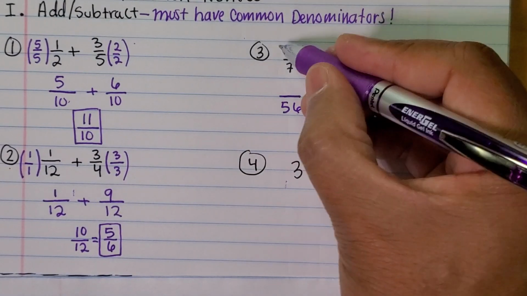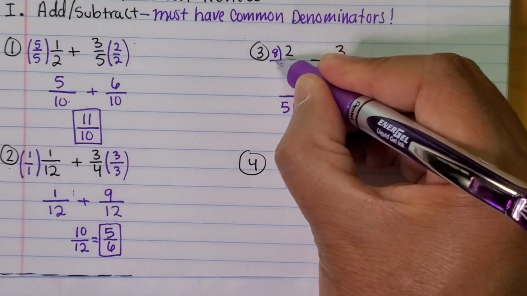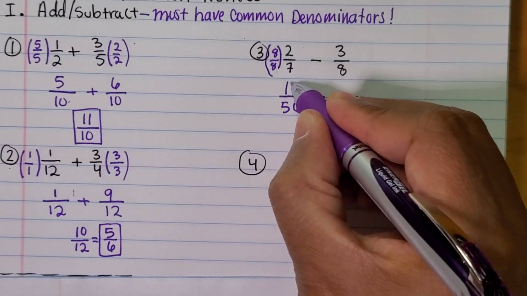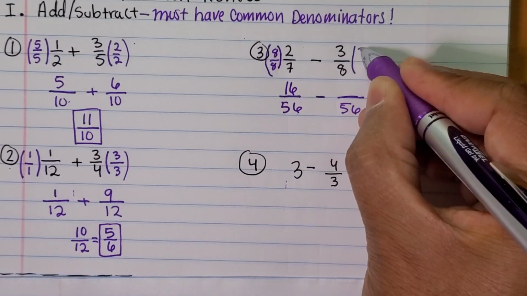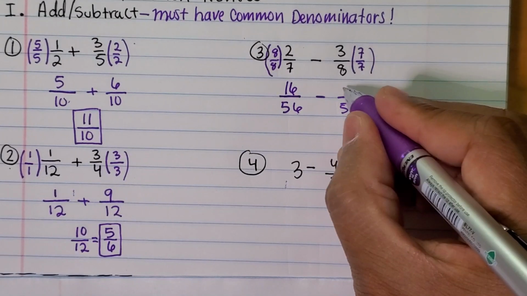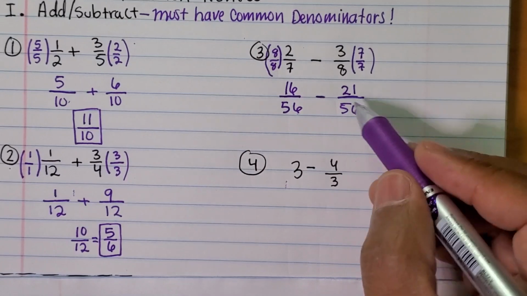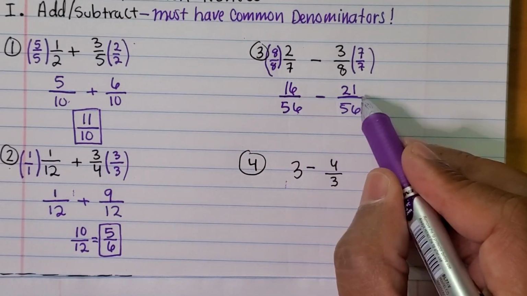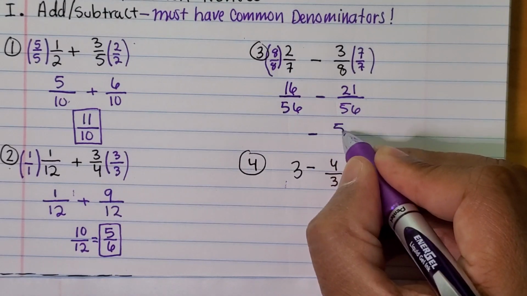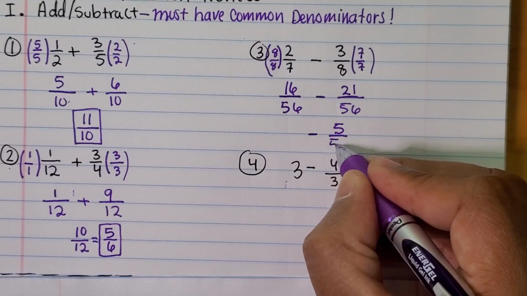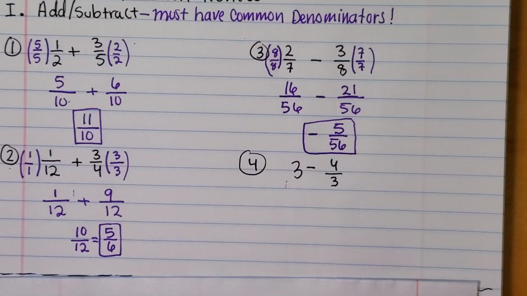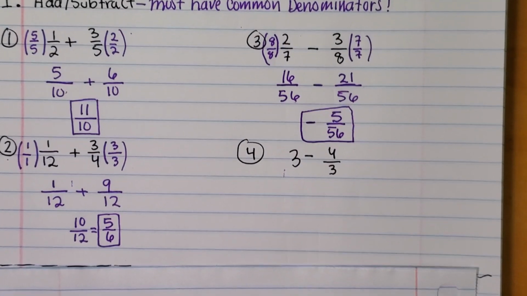So if I multiply top and bottom by 7, 8 times 2 is going to give me a 16. And on this one, I'm going to multiply by 7, top and bottom again. So this 3 times 7 is 21. Now I'm ready to subtract the numerators. So 16 minus 21 is going to be a 5, and it's going to be a negative. So this is negative 5/56. And there is the answer to number 3. Let's go on to number 4.